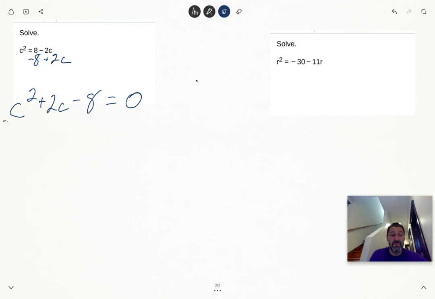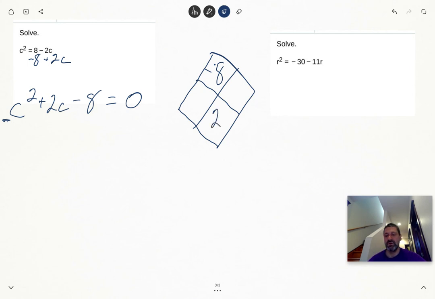And since there's no coefficient in front of that first term, then I can use that diamond method again. So again, the third term, the -8, goes on the top, and that middle term, the 2, goes in the bottom. So again, two numbers that multiply to give us -8 and add to give us 2. I can list out the factors of -8, but I know that 4 times -2 would give us -8, and 4 plus -2 would give us 2.